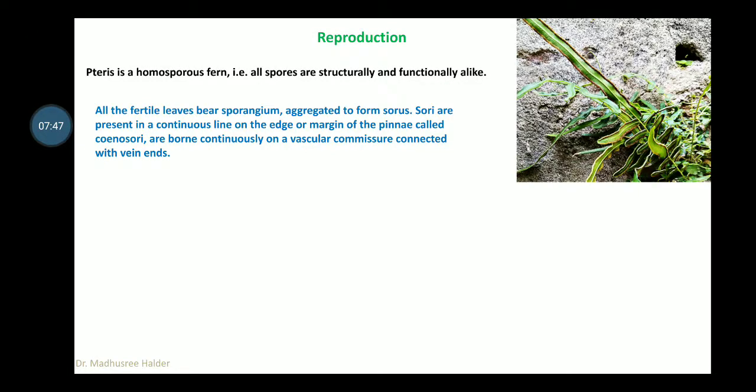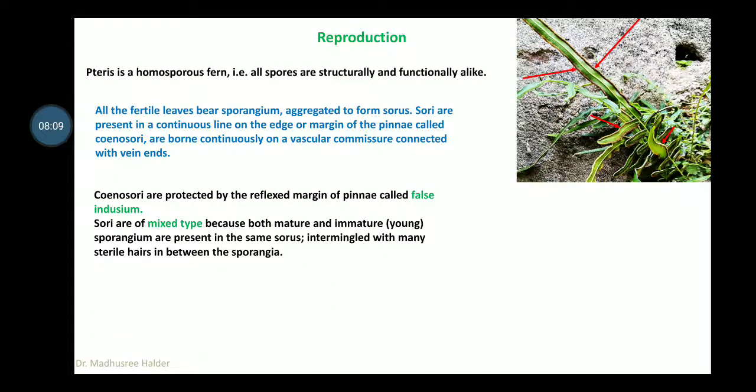Next, that is the picture of the coenosori. Here the arrow shows the continuous line of brown colored mature sori. Coenosori are protected by the reflexed margin of pinnae called false indusium. Sori are mixed type because both mature and immature or young sporangia are present in the same sorus, intermingled with many sterile hairs in between the sporangia.